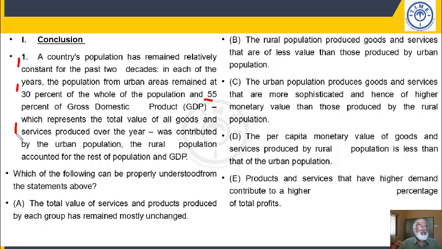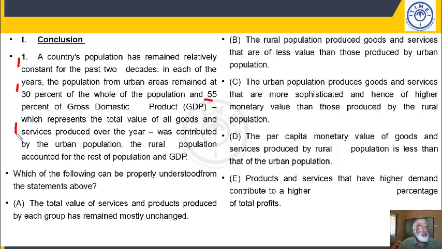That means 30% contributed 55, and by implication, 70% contributed only 45. What this is trying to tell me is that this country has an urban population that is far more productive than the rural population, because 30% are contributing 55 and 70% are contributing only 45. It means the 30% are far more productive than the 70%. That's fairly clear. Now that is what the information would get you to understand, isn't it?